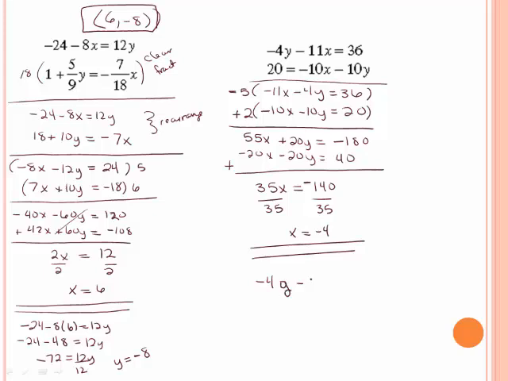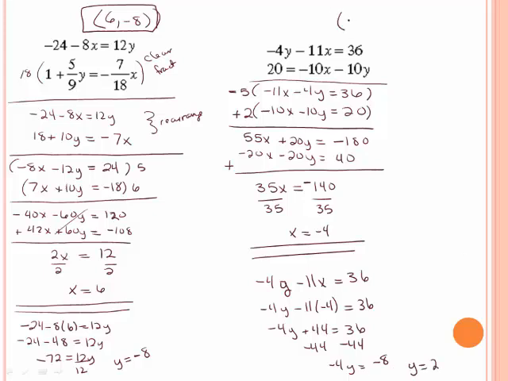That's y minus 11x is equal to 36. So negative 4y minus 11 times negative 4 is equal to 36. Negative 4y plus 44 is equal to 36. I subtract 44 from both sides. I get negative 4y is equal to 36 minus 44, that's negative 8. And then that'll give me that y is equal to 2. So my solution is (negative 4, 2).